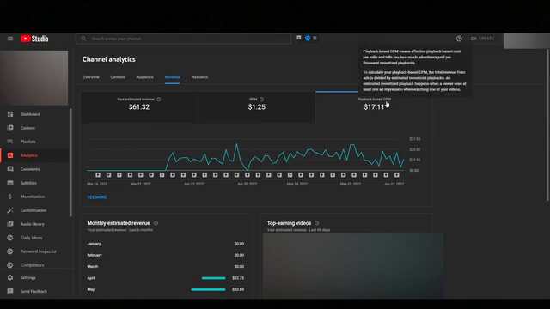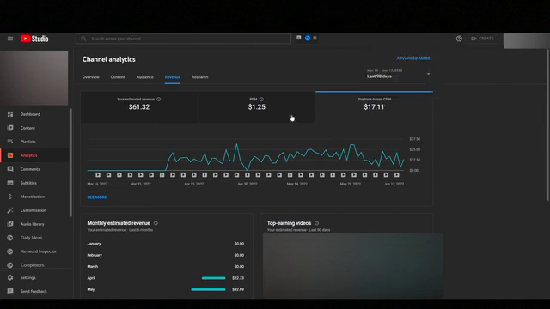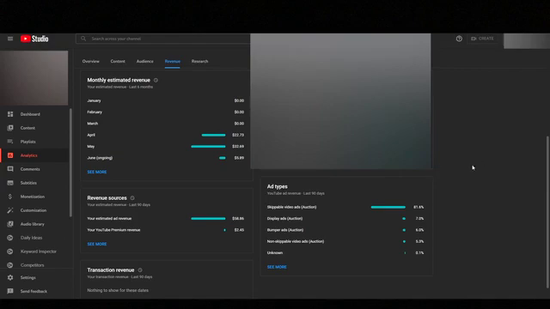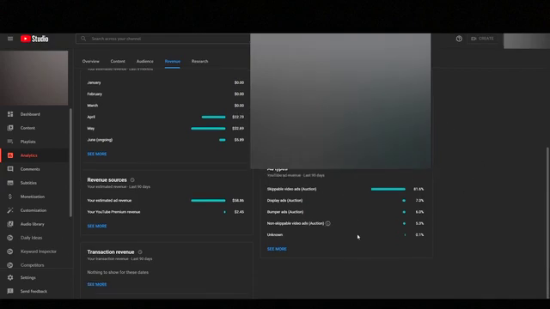Cost per mille. This is how much advertisers pay per 1,000 monetized playbacks. This is really irrelevant. RPM actually didn't used to be on here. It only used to be CPM. But really, I would just not even look at CPM. It's kind of pointless. I would just pay attention to RPM. You can also see the revenue for the past few months, top earning videos, ad types. None of this stuff is really useful other than the revenue right here.